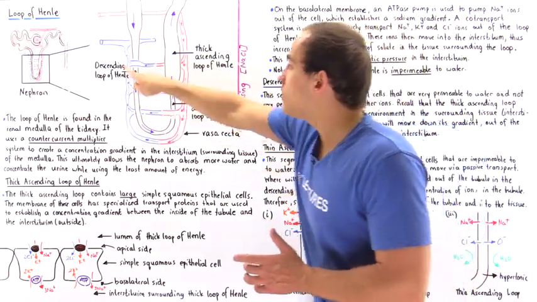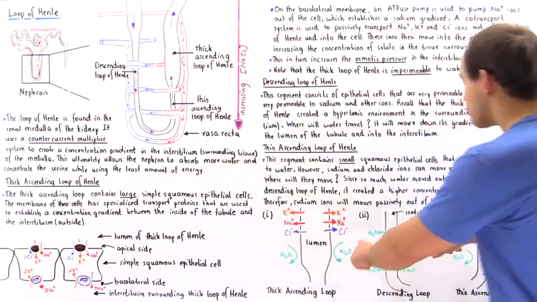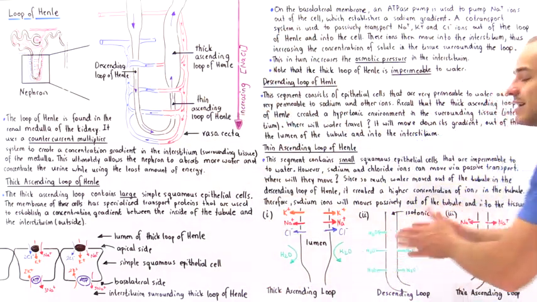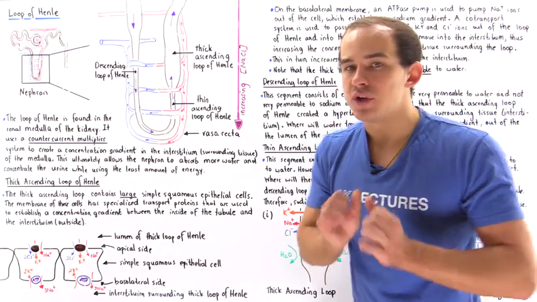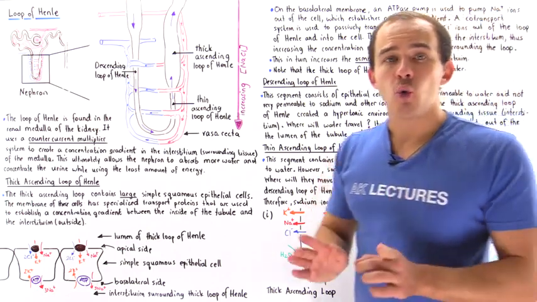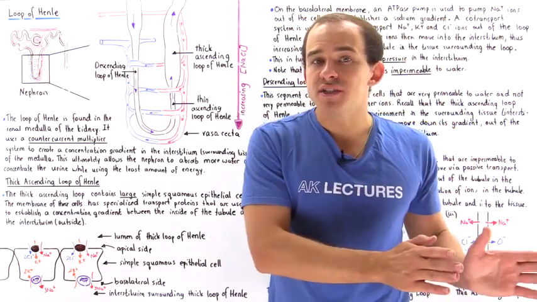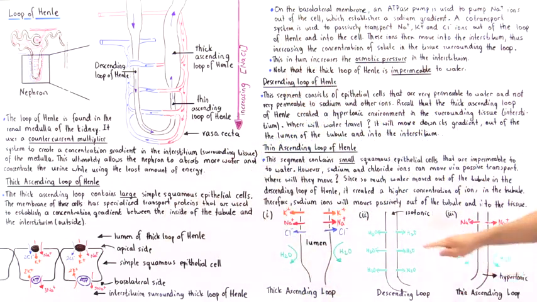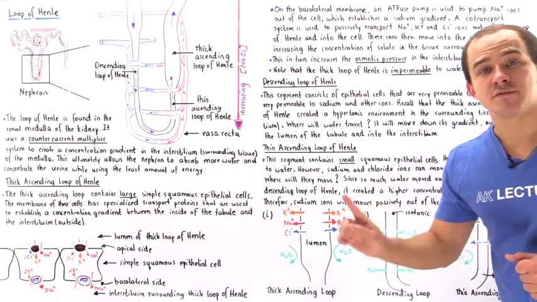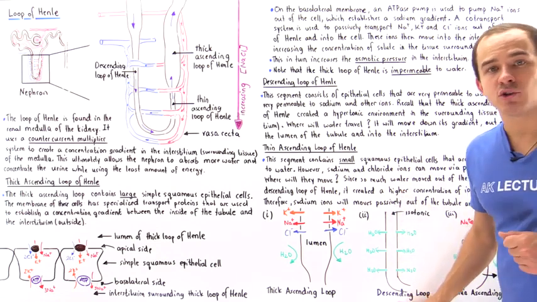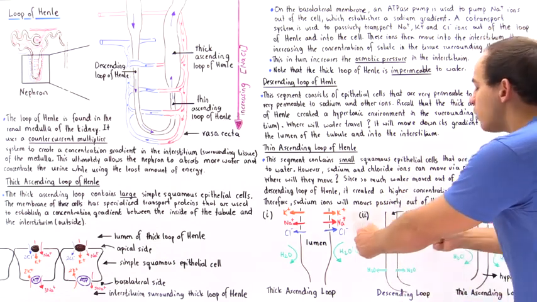That means within the interstitium surrounding our descending loop of Henle, we have a high concentration of solute as compared to the inside. And because water always travels from a low solute concentration to a high solute concentration, water will passively move from the lumen, from the inside of the descending loop of Henle, to the outside.